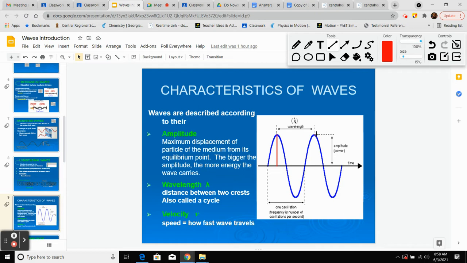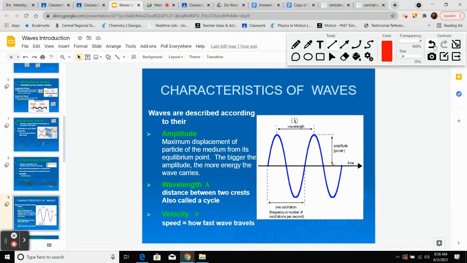Not if I went from, all right, you see how this is dashed out? From here to the bottom. So from crest to trough, that is not an amplitude. That is not an amplitude. The amplitude is just going to be, all right, from the resting position or equilibrium position to either a crest or from there to a trough.